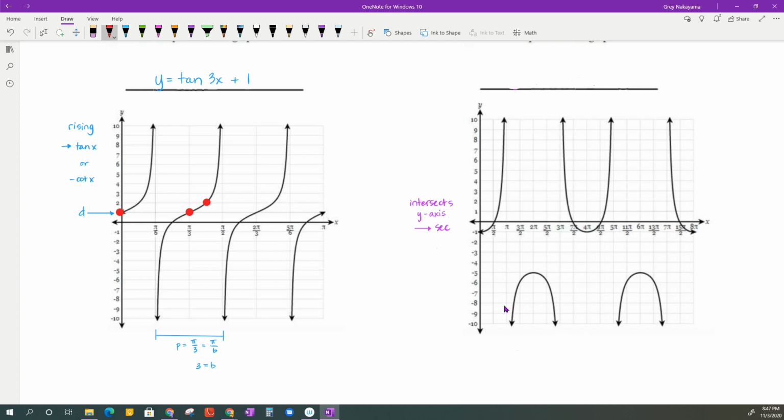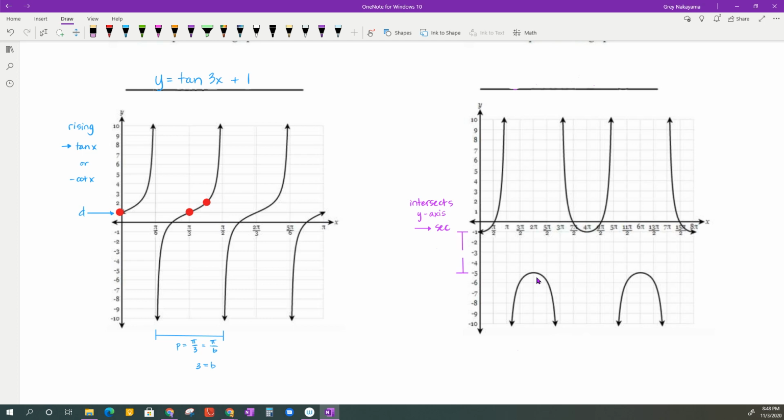All right, and then I can start up here. Actually, before I do that, let's go find the distance between the lowest point of one parabola and the highest point of another, because that's going to help me find my midline.